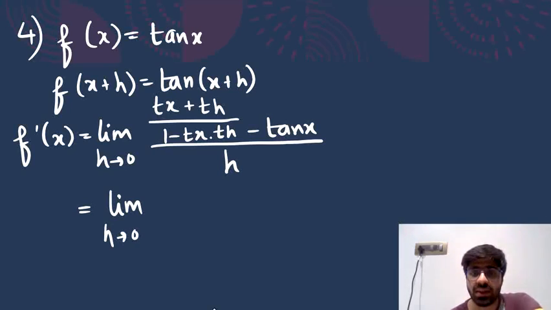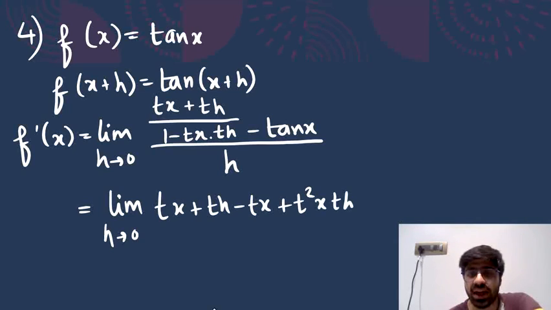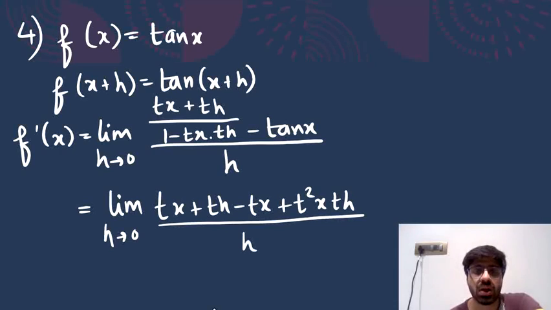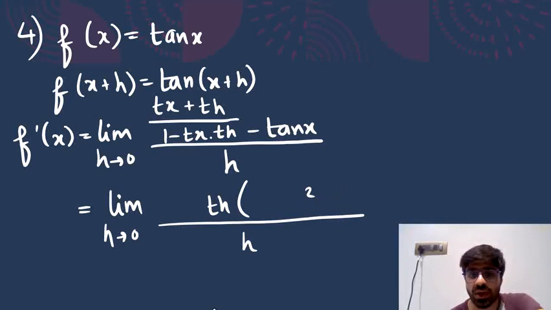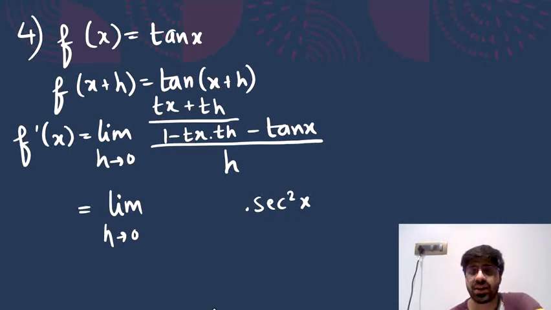Okay, so if we combine the terms in the numerator, we have tan x plus tan h minus tan x and minus of minus, so that makes it plus tan square x into tan h, the whole divided by h. Now tan x minus tan x will be equal to 0. And from the leftover two terms, that is tan h and tan square x into tan h, we can pull out a tan h common. So that would leave us with tan h into 1 plus tan square x, but 1 plus tan square x is equal to sec square x. And we finally have tan h upon h.